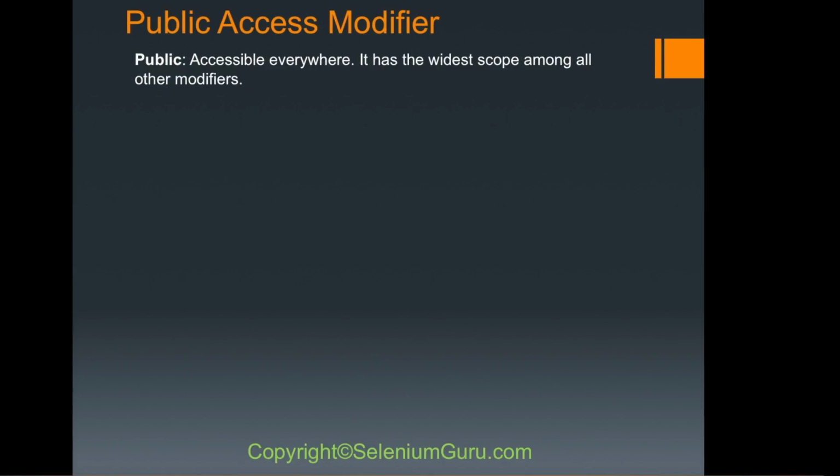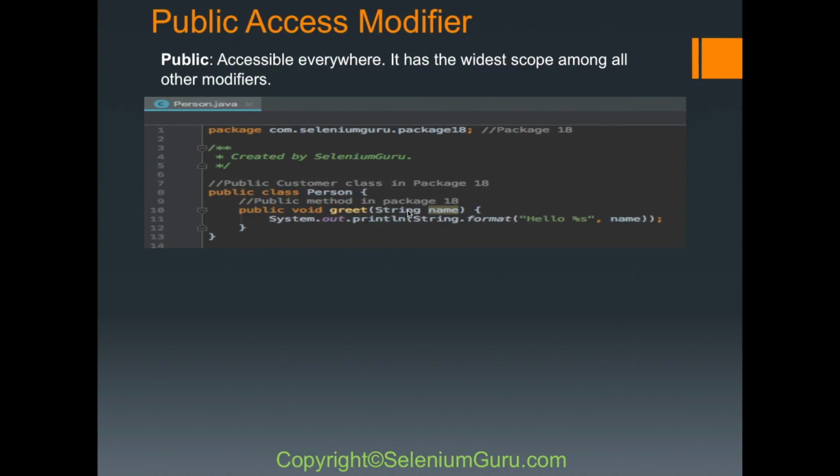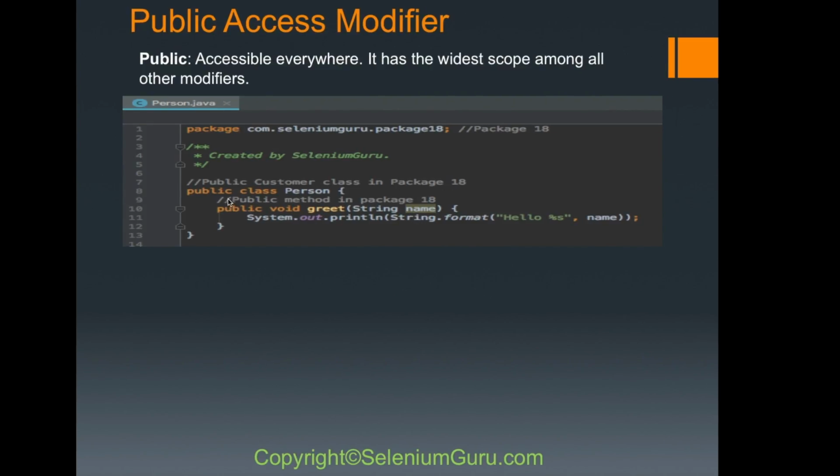Before learning about access modifiers, we were already using the Public Access Modifier. For instance, I've got this public class Person, and we were creating public methods all the time, right? So we were using the Public Access Modifier without knowing it. I've got this public void greet method in here, and I know this is a public access modifier because it has public in here.